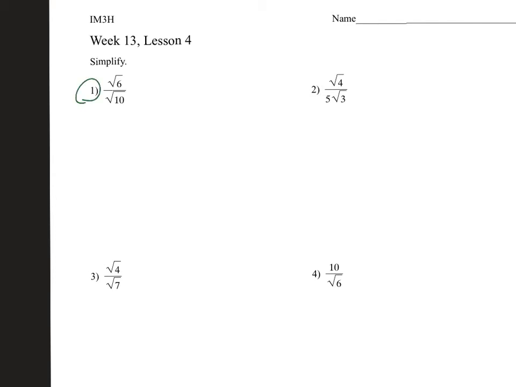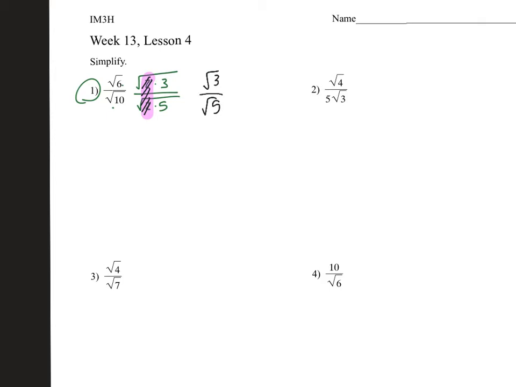Okay, so step 1 was to simplify the radicals. So if I prime factor this 6, I know that that's 2 times 3. And on this 10, if I prime factor that, I know that that's 2 times 5. Now, since both of these are under the radical, and one's on the top and one's on the bottom, I can cancel those out, right? So it makes my numbers smaller, a little bit easier to deal with.